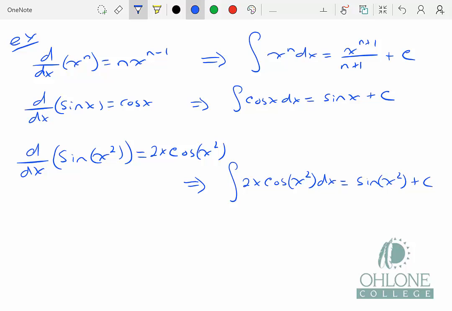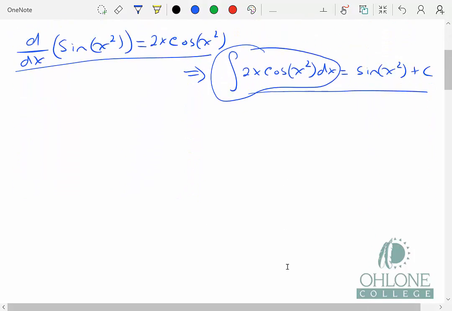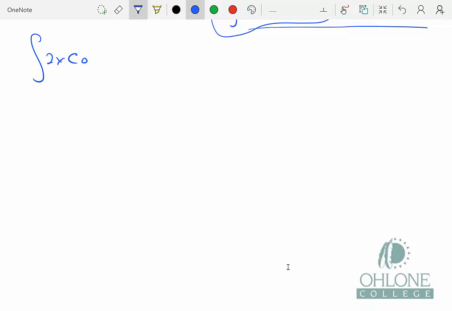I think it's pretty easy to see that if the derivative worked out like this, then the integral would end up working out like this. But what if the conversation started where we only saw what the integral was? So this is integrating where we're dealing with composite functions. Let's consider that same example again. I want to integrate 2 times x times the cosine of x squared dx.